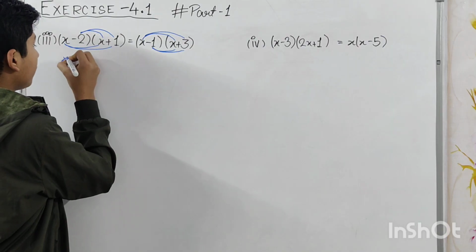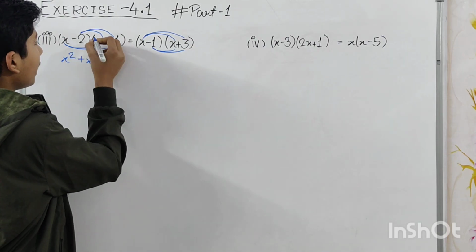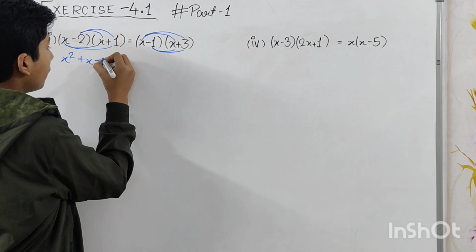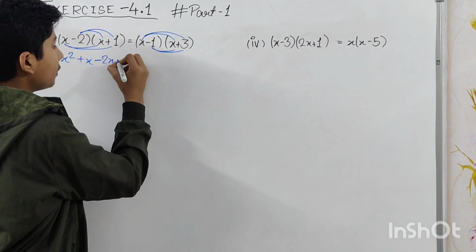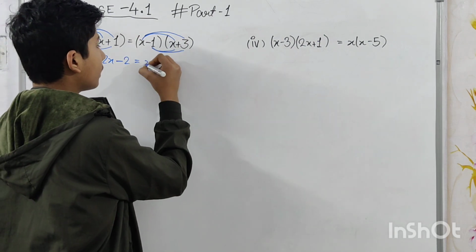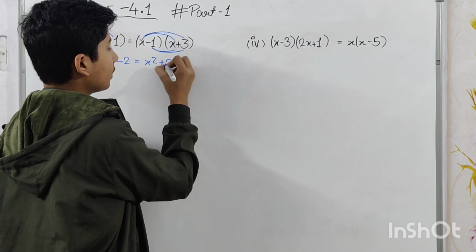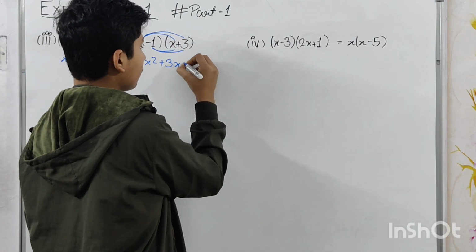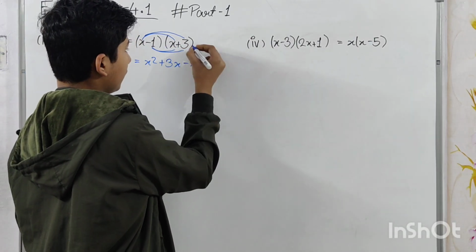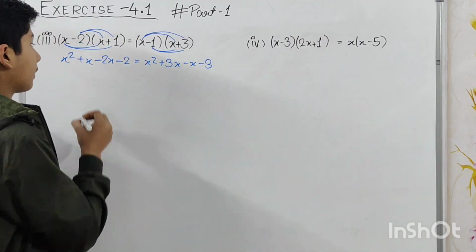So x into x is x square. x into 1 is x. Minus 2, minus 2x, and minus 2 into 1 is minus 2. Equals to, then x square and x plus 3. x into 3 is 3x. Then minus 1 into x, minus x. Then minus 1 into 3 is minus 3. We will have to solve this.